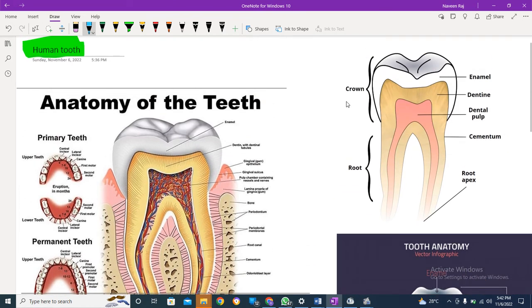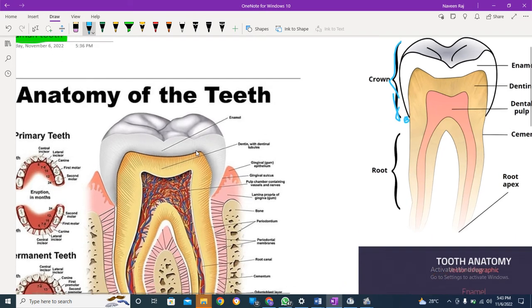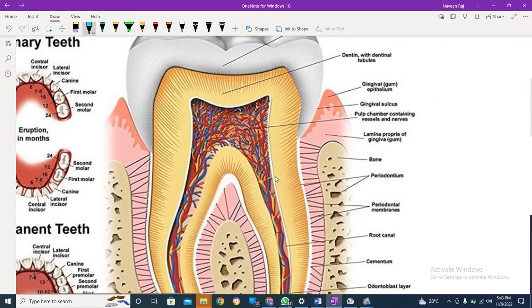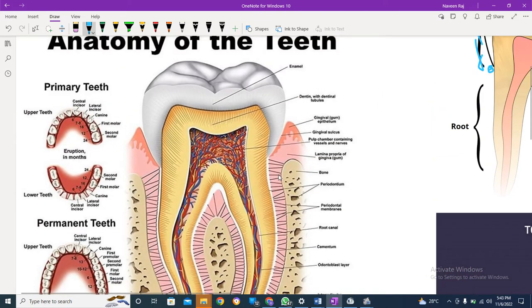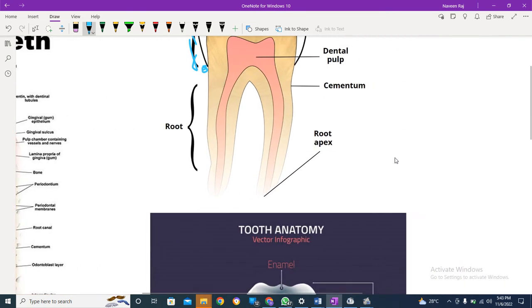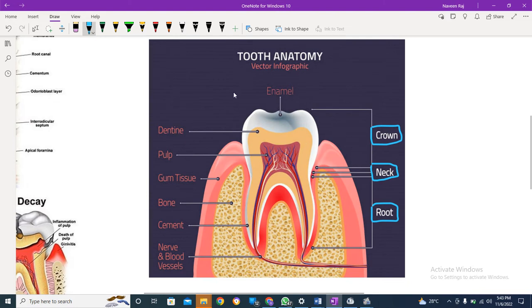Over here, if you see the complete white part visible from here to here, that is the crown. The link over here would be the gums, and the part downward is the root. In this picture, these are not giving that much, but this is good for anatomy. So let's get more deep into it. This one is a good picture for basics.